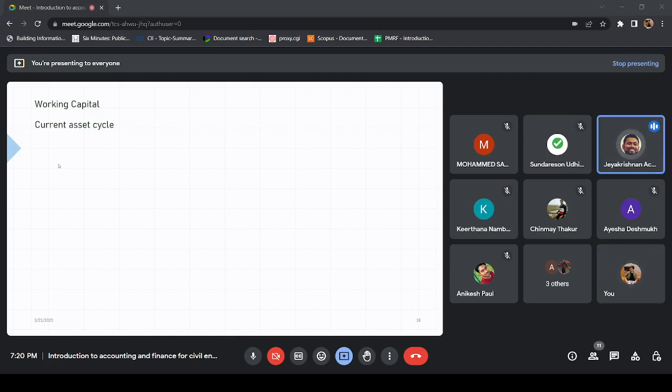I think it's clearly mentioned in the lectures what it is. I've forgotten. Okay. But you said current asset, right? So let's see what is happening. Okay. So you have some cash in hand. What do you do? You buy some raw materials.